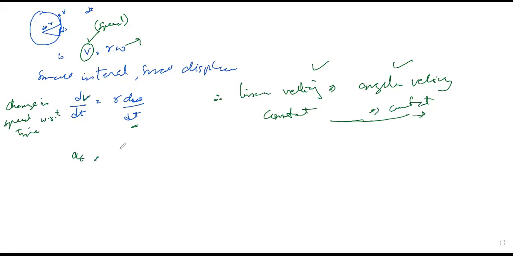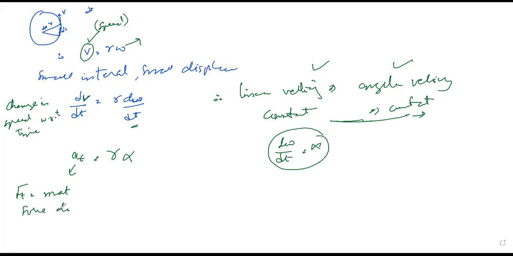One part of acceleration only, which is tangential, and we know that d omega by dt is equal to alpha, which is the angular acceleration. This is alpha. So tangential acceleration is the acceleration which comes from the force along the motion to increase the speed. Force along motion to increase the speed gives this acceleration.